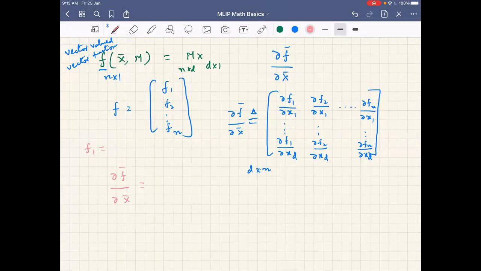F1 is equal to F1 of all this. I have not defined M, but if you want, you can define M as the matrix with entries M11, M1 up to M1D in the first row, down to MN1, MND. This is how M is defined, with elements small m. Given that you can write F1 explicitly, how do I find dou F bar by dou X bar? What is the procedure to find it?